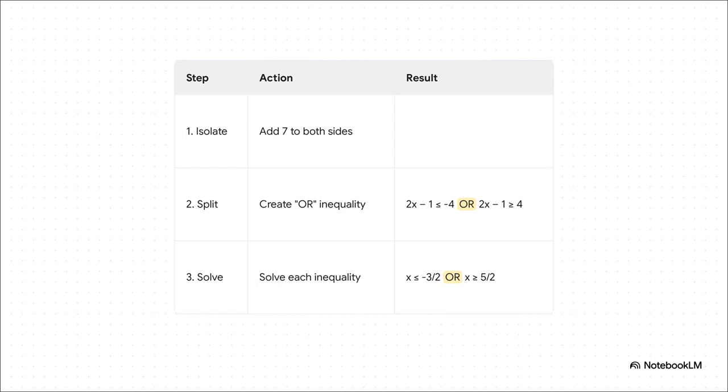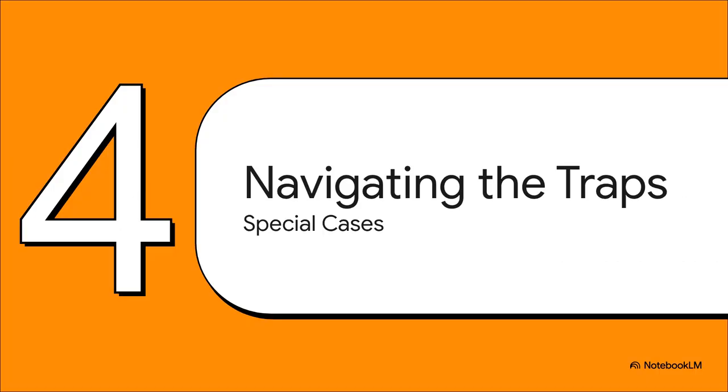And look at the result. It's totally different. Instead of one cozy range, we get 2 separate answers that go off in opposite directions. So you've totally mastered the 2 main paths. But, you know, math always has a few curveballs, right? There are 2 really common traps you need to watch out for. These are the special cases where you can actually find the answer without doing all the work.